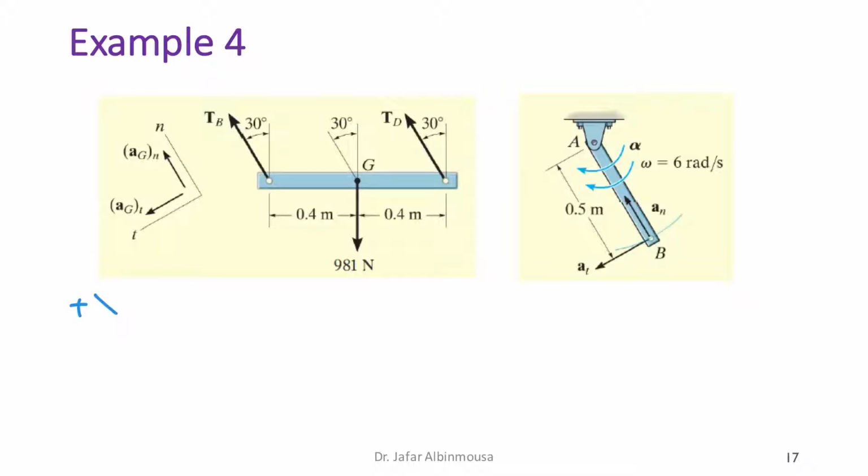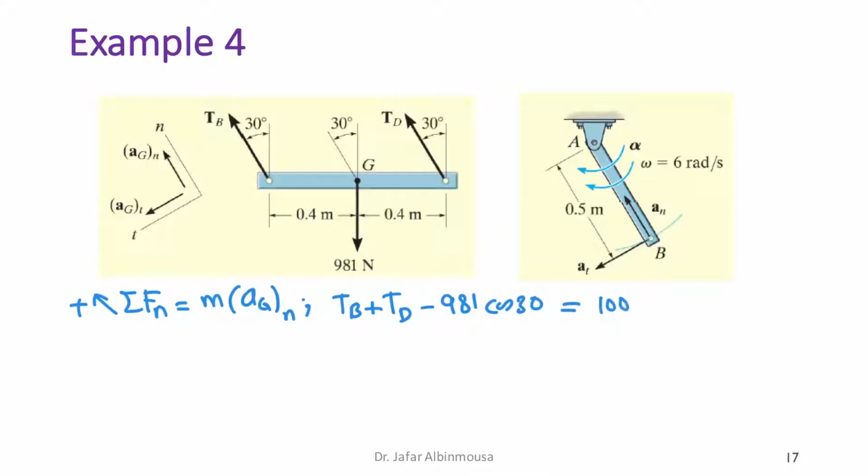Taking this direction as positive, we sum the forces along the normal, and this is equal to m a_g along the normal. What is this going to give you? It is going to give you TB plus TD minus 981 cosine 30, and this is equal to 100 kilogram multiplied by 18 meter per second square.